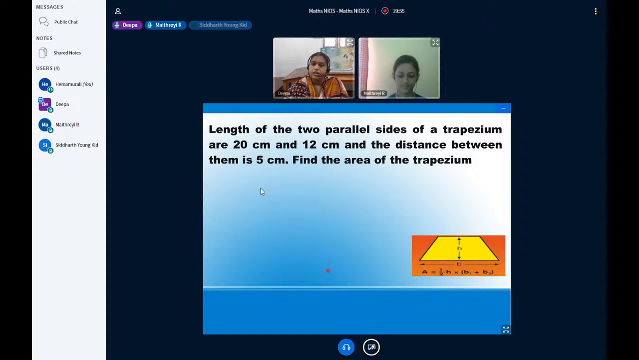Now we are going to find the area of the trapezium. The lengths of the parallel sides of the trapezium are 20 centimeter and 12 centimeter, and the distance between them, that is height, is 5 centimeter. Find the area of the trapezium. What is the formula to find the area of the trapezium? Area of the trapezium is equal to 1 by 2 into height into the sum of the parallel sides, that means B1 plus B2.